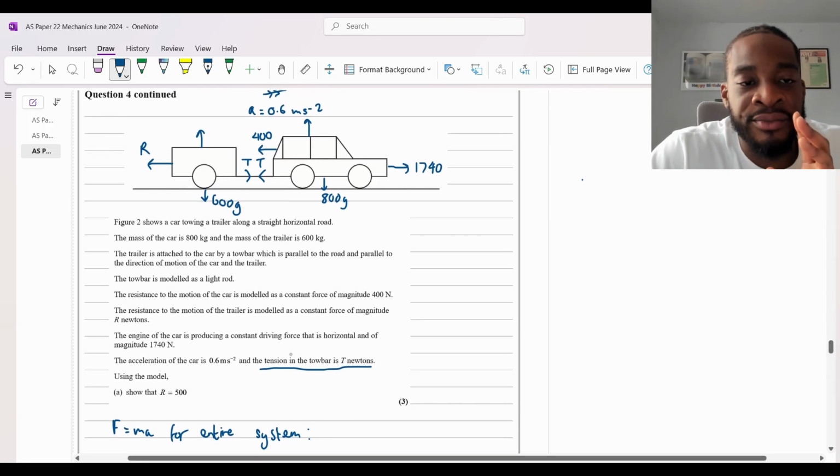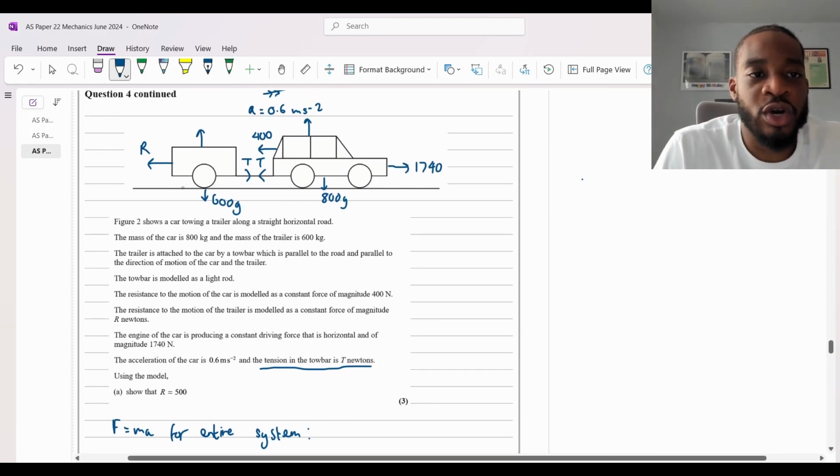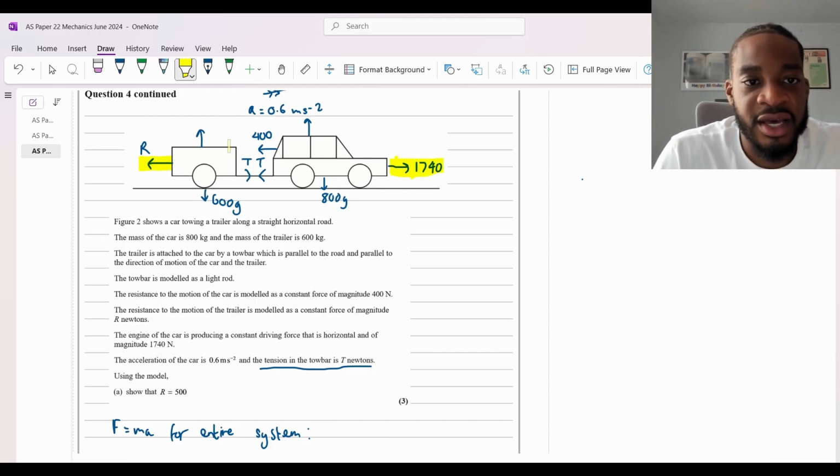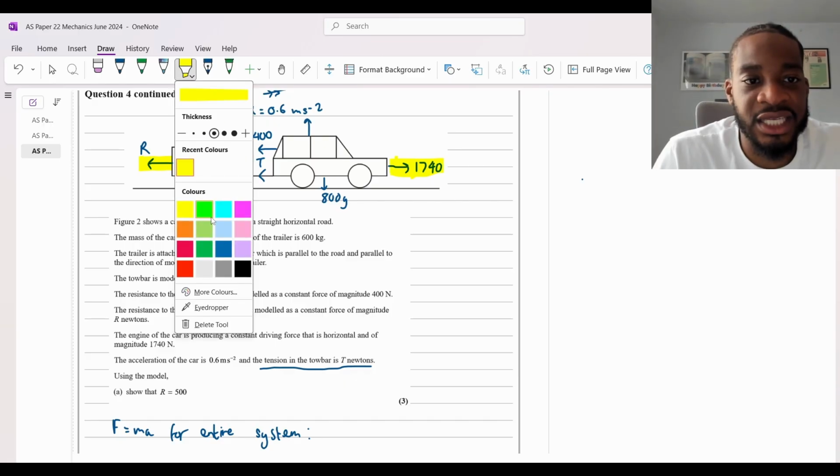If we're treating this as an entire system, then what is the driving force? The driving force is this one. What is the resistance to motion? It's going to be that one there. The two T's in the middle are going to cancel each other out, aren't they?